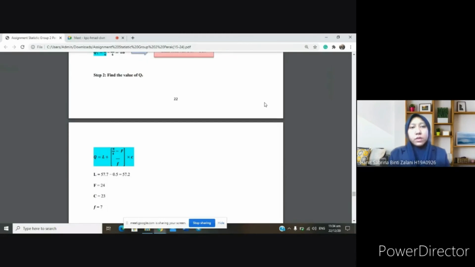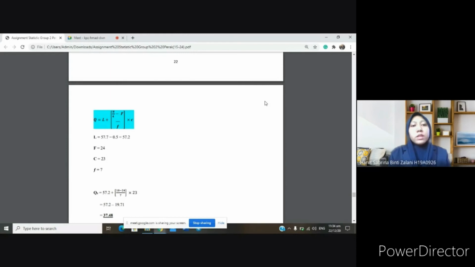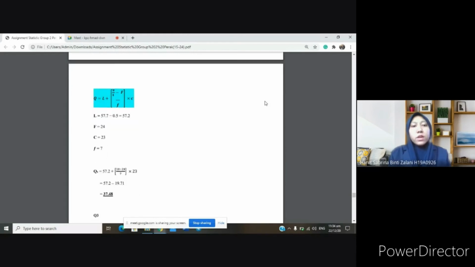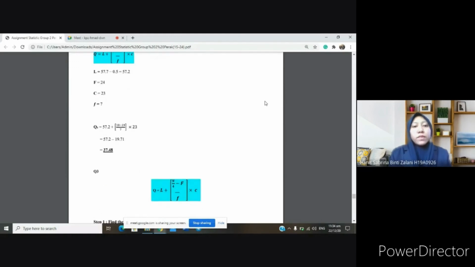Okay, we continue to step 2: find the value of Q1. You must use this formula: Q equals L plus (n divided by 4 minus F) divided by f, multiplied by C. So 57.2 plus (18 minus 24) divided by 7, multiplied by 23, you can get the answer 37.48.